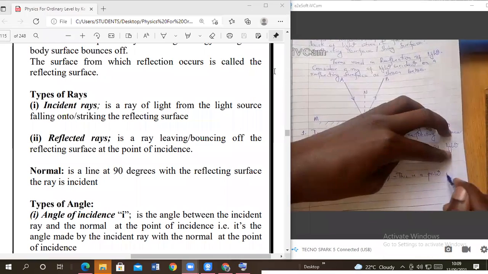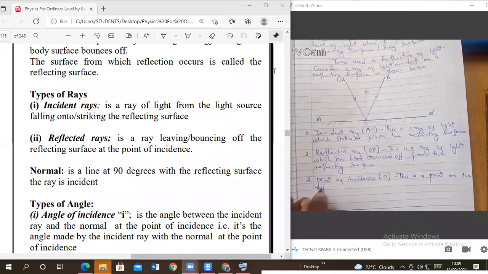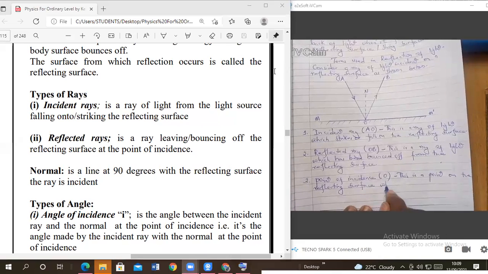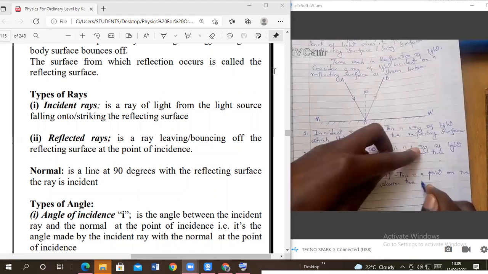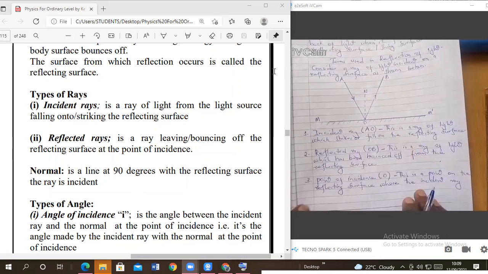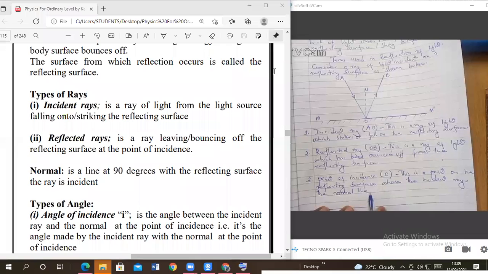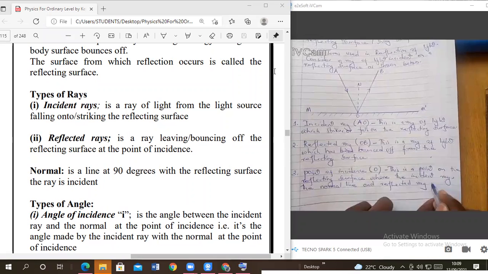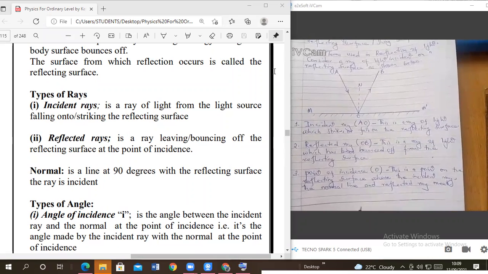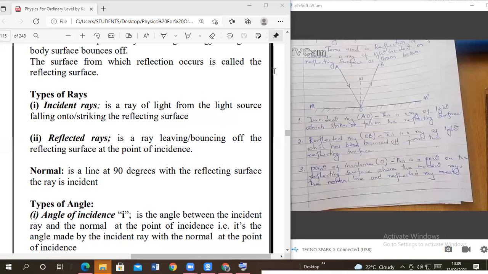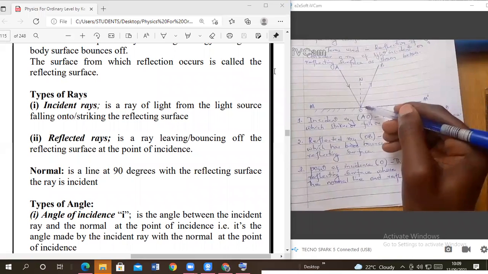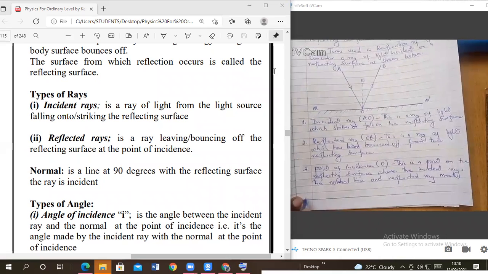We said this is a point on the reflecting surface where the incident ray, the normal line, and the reflected ray meet. Now that one will also lead us to another term.